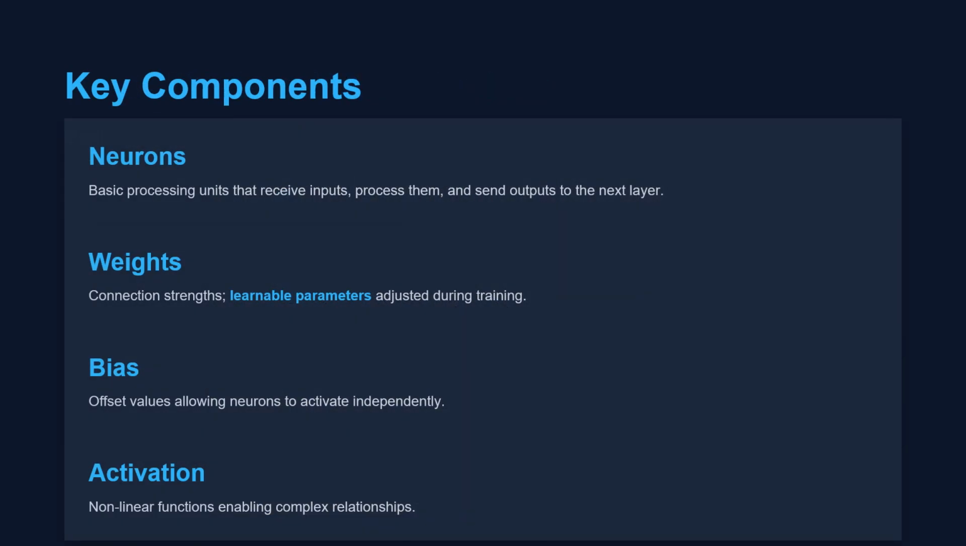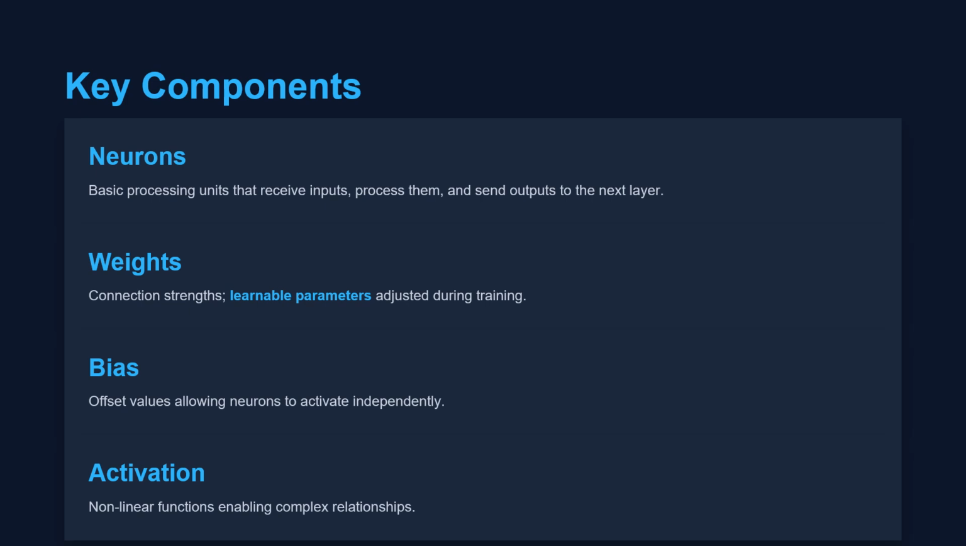Every neural network is built from 4 essential components. First, neurons, basic processing units that receive inputs and send outputs to the next layer. Second, weights, connection strengths between neurons. These learnable parameters are adjusted during training. This is how the network learns.